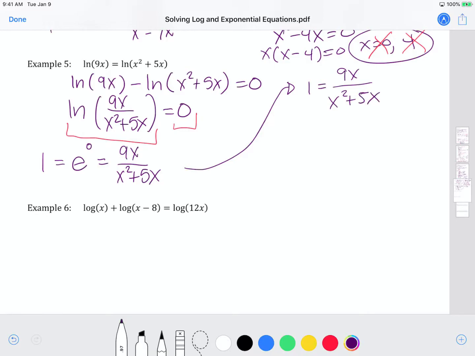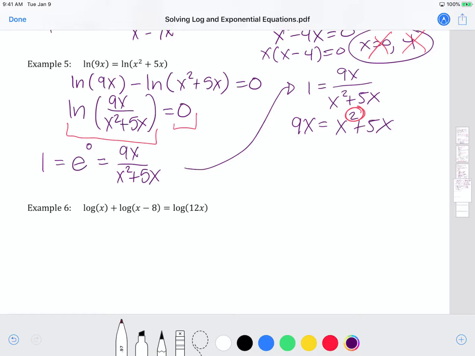I'm going to use cross multiplication to keep solving for x. So 9x is equal to x squared plus 5x. If I notice, this is a squared, so I have a quadratic now to solve. So I have to move everything to one side and either use the quadratic formula or factoring.